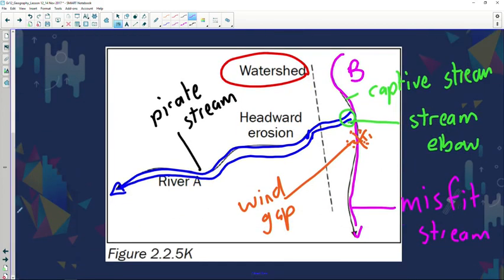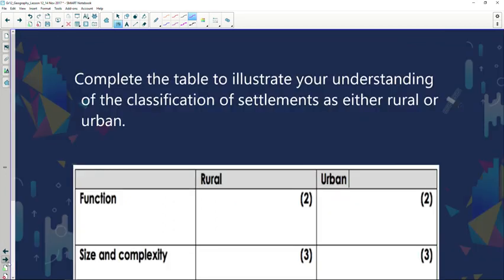Now, as you can see, because of headward erosion through the watershed, River A stole the water from River B. That was the captive stream, the pirate stream. Where the water has been intercepted is the stream elbow, and where it's going to completely dry up is known as the wind gap, and the rest of the stream where it continues is known as the misfit stream.